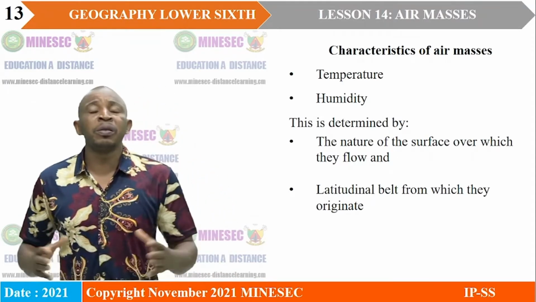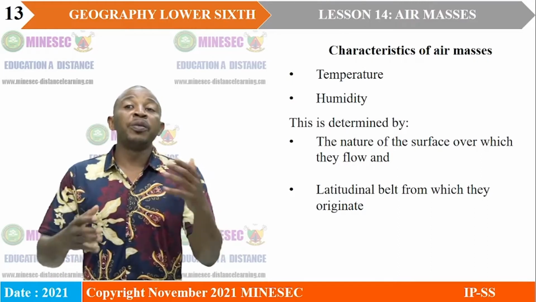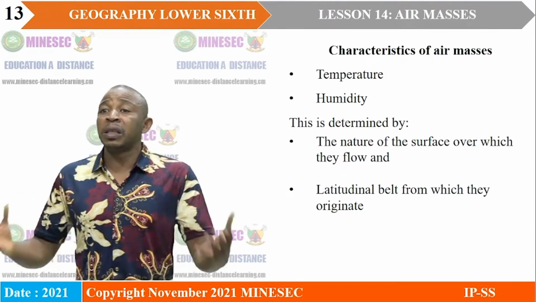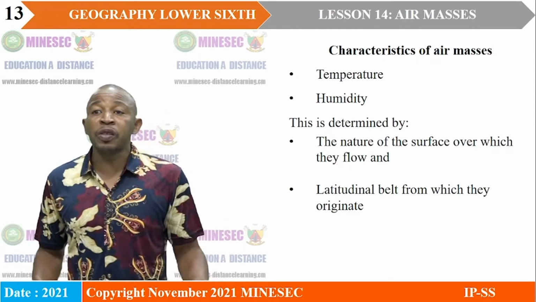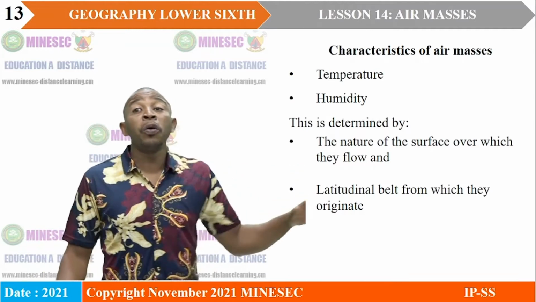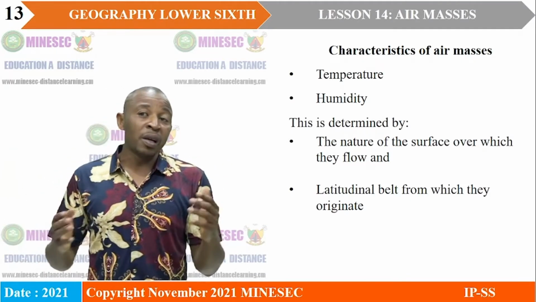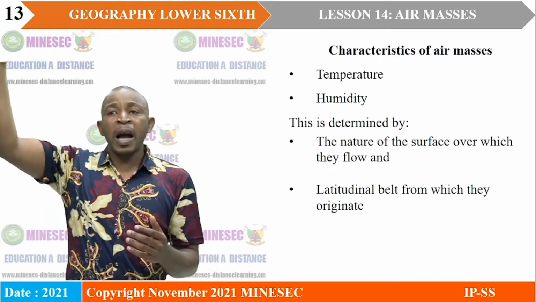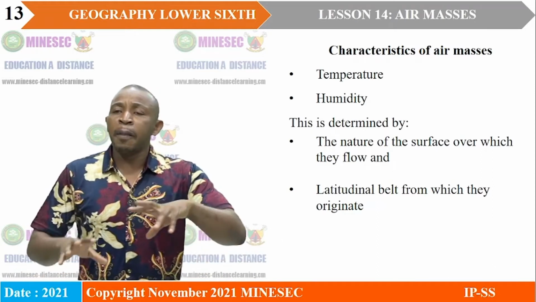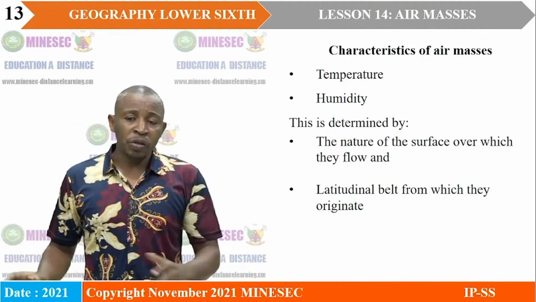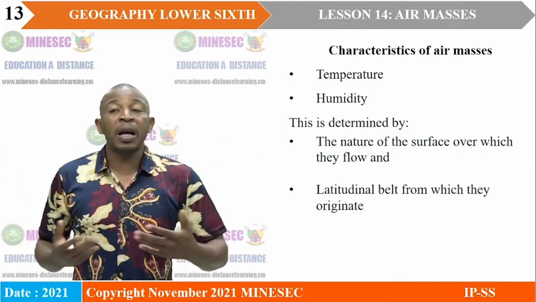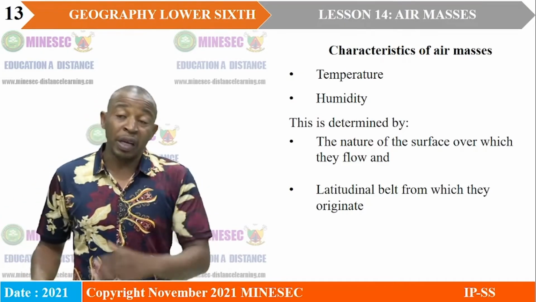In the course of our lesson, we are going to understand more when we look at the specific types of air masses. Now, these characteristics are determined by what? One, the nature of the surface over which they flow. If an air mass is flowing over a cold surface, take for example air masses flowing from the high latitude regions, these surfaces are very cold because they are permanently at times covered by ice. So as air masses flow over them, they tend to acquire these cold characteristics and become so cold as they are flowing.